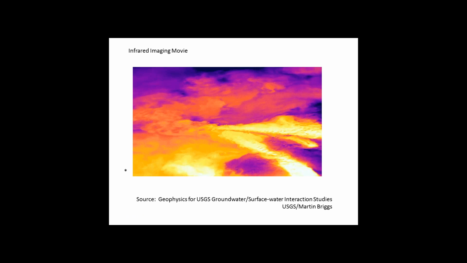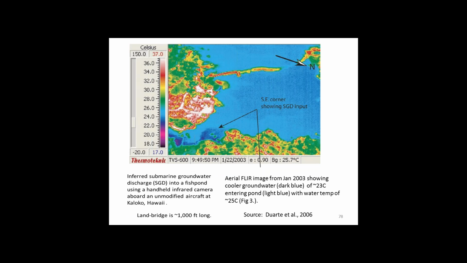Okay. This is also a FLIR imaging movie, and the groundwater in yellow is flowing into the surface water body and mixing. Eventually, it will attain the color and the temperature of the surface water body, which is kind of a purple. The FLIR cameras can also be brought up in planes, and this was a handheld FLIR camera. The site is a fish pond in Hawaii, and in the lower left of the picture, we see cooler dark blue colored groundwater entering a warmer, light blue surface water body. It's only about a temperature change of 2 degrees, but it's enough to point out where that zone is.